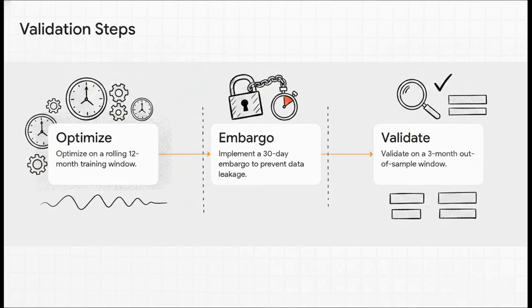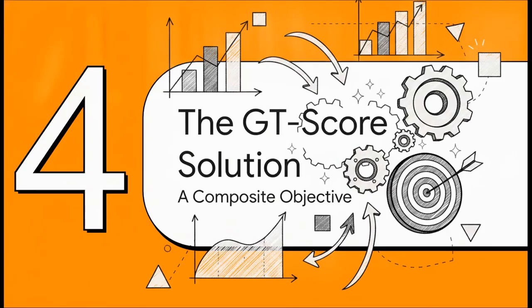Step 2 is absolutely crucial, a 30-day embargo period. This basically creates a gap between the training data and the testing data so that no subtle patterns can leak into the future. Finally, Step 3, they validate the strategy on a clean, untouched 3-month out-of-sample window. If the algorithm can actually survive this unseen data, well, it might actually have a real edge. And that leads us to Section 4, the GT score solution.